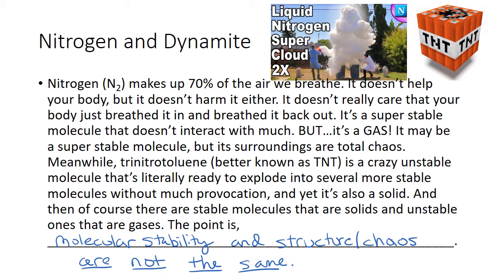Meanwhile, we've got dynamite, right, TNT, which is crazy unstable. It can explode at any moment, right? But it's a solid, all right? So we have an unstable molecule that's a solid. And then, of course, you have all the other combinations. Stable molecules that are solids, unstable ones that are gases. But the point is that molecular stability and the structure versus chaos thing, they're just not the same thing. You can't use one to determine another. So you can't say, oh, it's exothermic in the forward direction, I guess it will have more entropy in the forward direction too. It doesn't work like that.